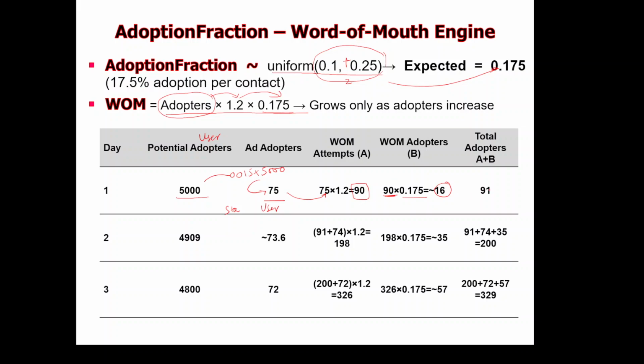So at the end of the time step, a possible number, again, I'm emphasizing, these are approximate numbers, because this is a probabilistic, stochastic scenario. You never know what number you can draw from the probability distribution, but the number for sure will be between 0.1 and 0.25. So 91, the 75 plus 16, so 91 adopters by the end of day 1. When day 2 starts, out of this 5,000 minus 91, around 4,909 are potential users.